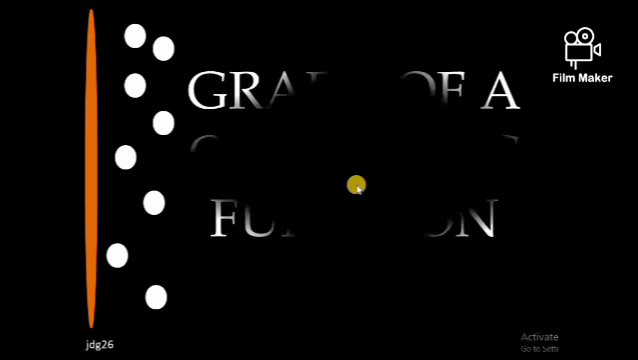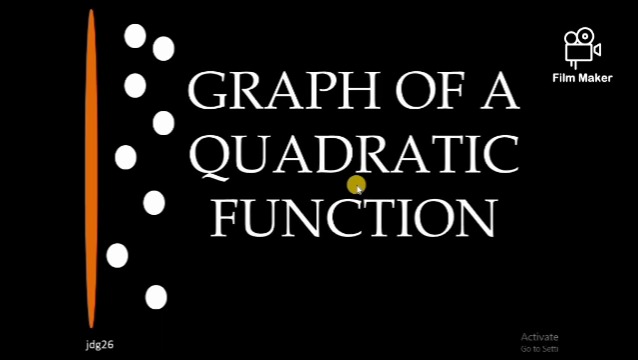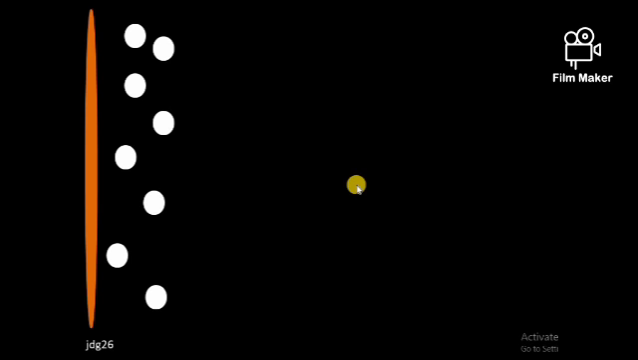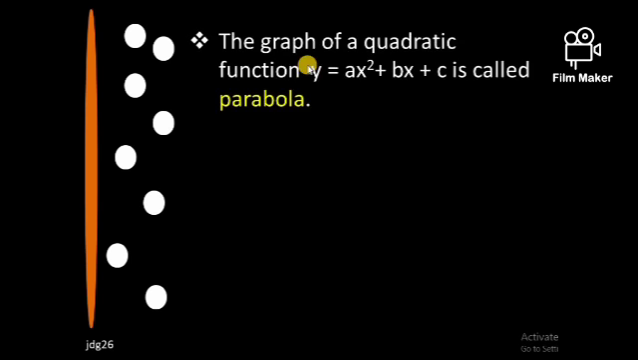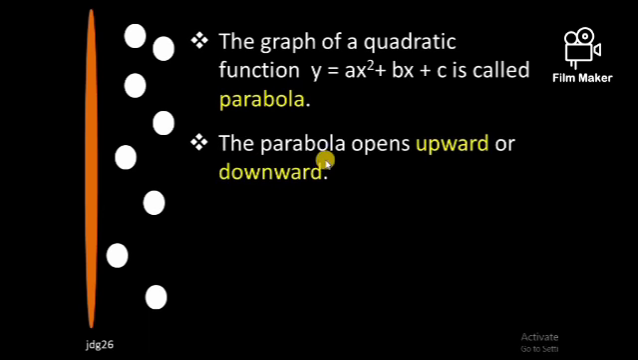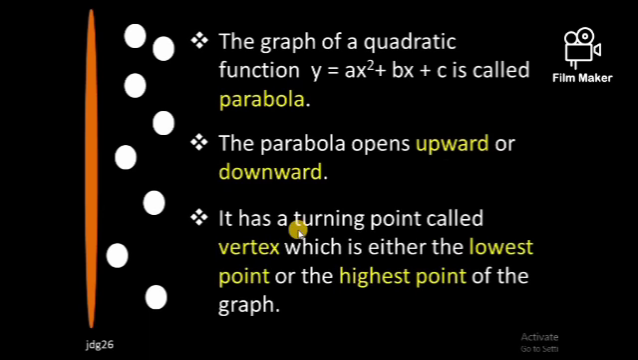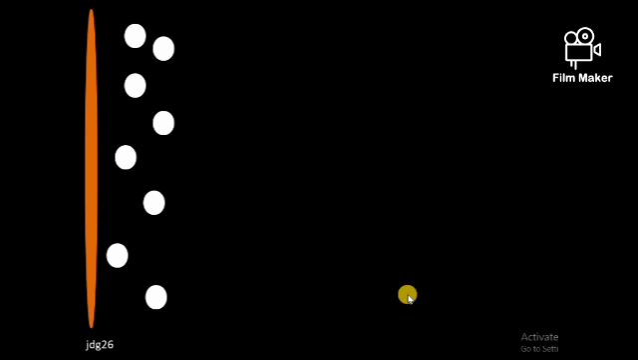Good day everyone. Our topic for today is about the graph of a quadratic function. So let's have first a review. The graph of a quadratic function y equals ax squared plus bx plus c is called a parabola. The parabola opens upward or downward, and it has a turning point called the vertex, which is either the lowest point or the highest point of the graph.